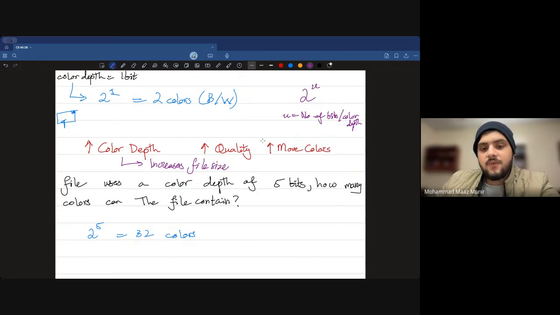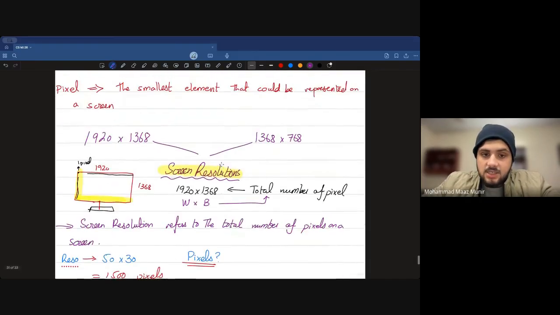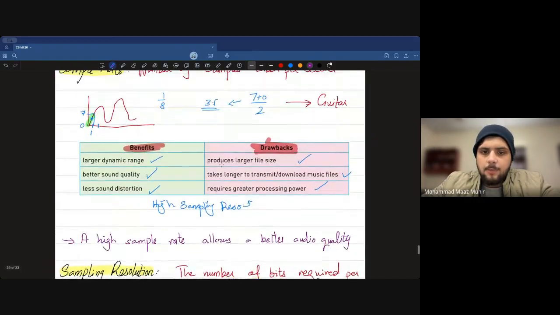And just like the same point which we discussed earlier for sound, when we increase the file size, it has a few drawbacks: it's going to take longer to transmit, and if I want to share it with someone, it might not be done quickly, it might take extra time. The same general point which we studied earlier.